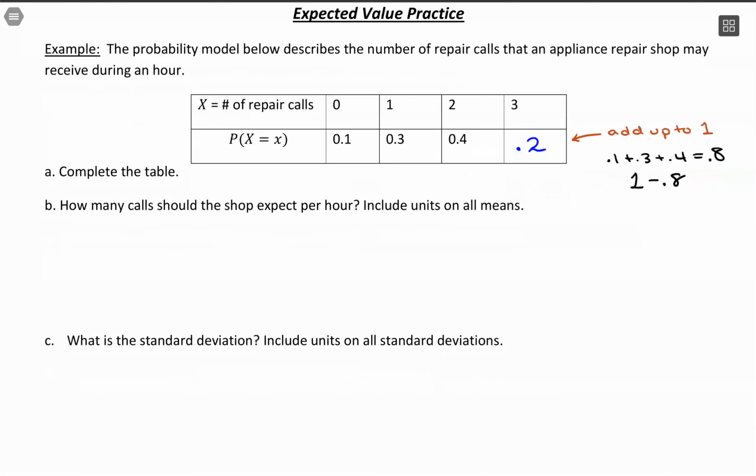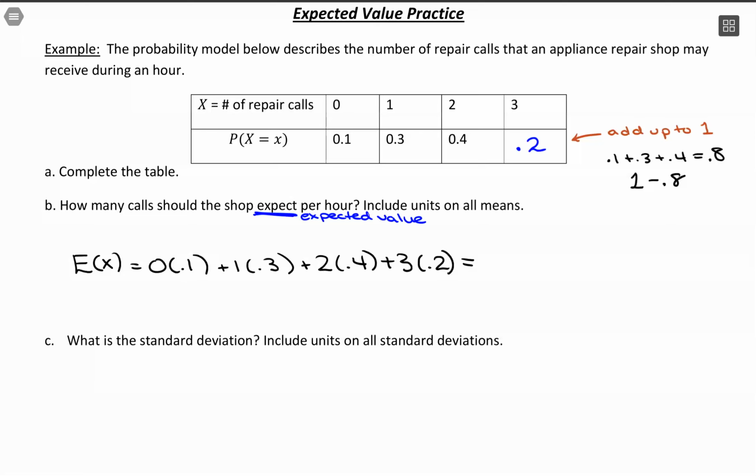All right, expected value. How many calls should the shop expect per hour? This is where we want to calculate expected value, or our weighted average. We take each X value times its probability and add up with the next one and the next one until we get through the whole table. So expected value: 0 times 0.1 plus 1 times 0.3 plus 2 times 0.4 plus 3 times 0.2, which will be 1.7. So there's our expected value.